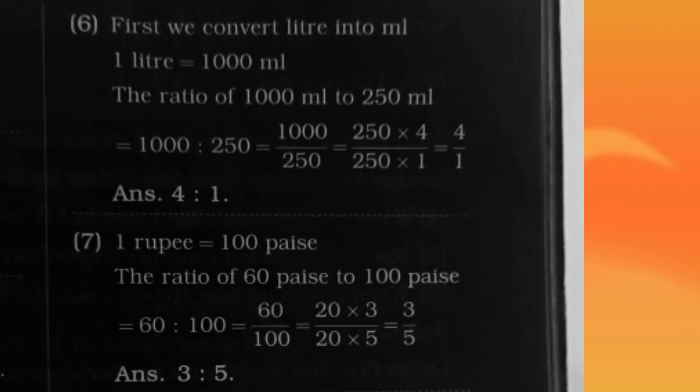Next question is 60 paise and 1 rupee. So to make them in the same unit, we'll convert 1 rupee into paise. That is 1 rupee is equal to 100 paise. So 60/100. Here we will divide it with 20. Answer is 3/5. We can write it as 3:5. So the ratio is 3:5. Let us see the next question.